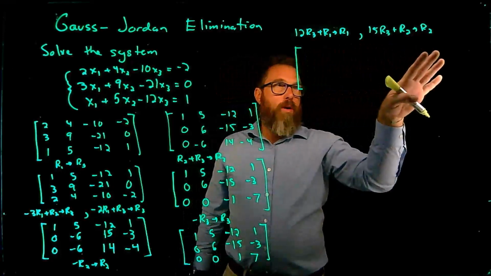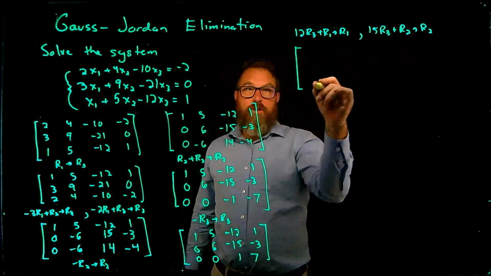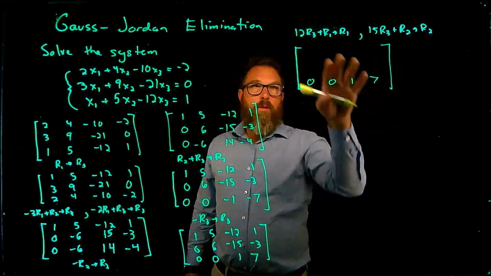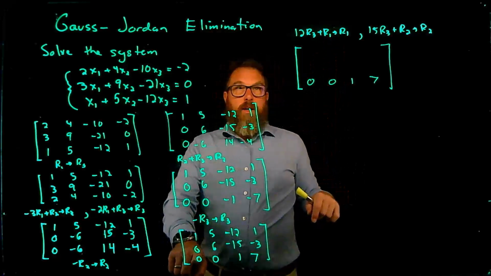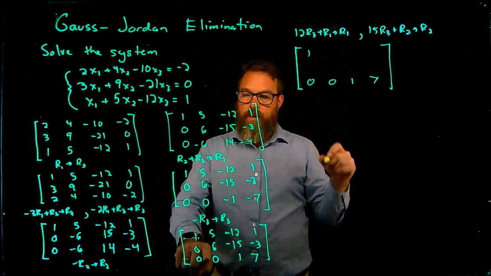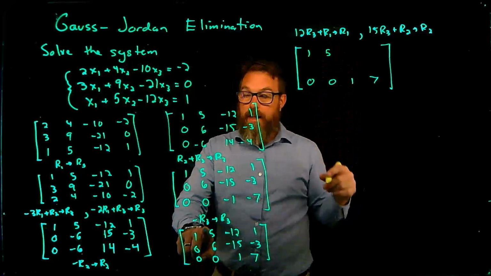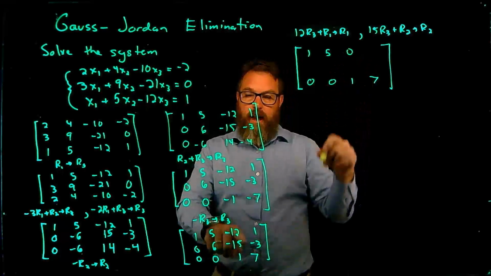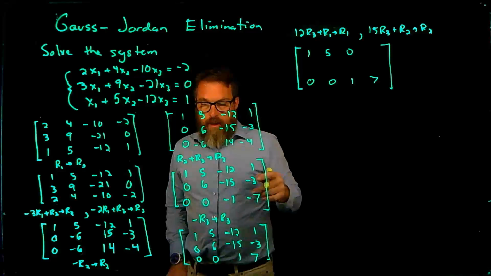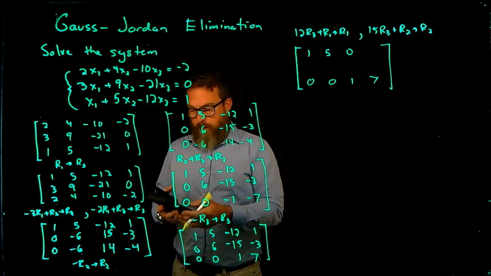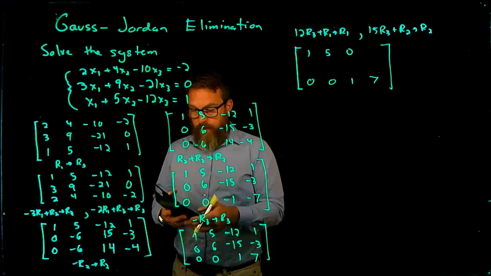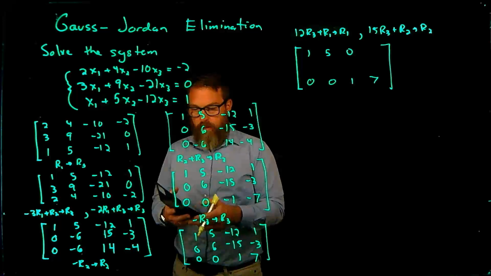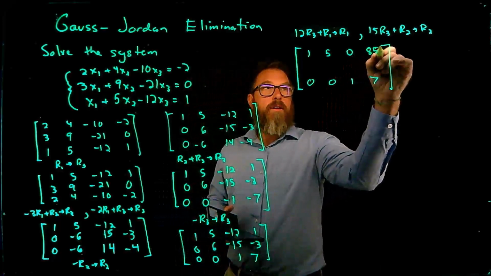Row 3 is unchanged, so I can put that down there: 0, 0, 1, 7. And let's see what we have for row 1. 12 times this plus this is 1. 12 times this plus this is still 5. That's why we work right to left, because of those zeros there. 12 times this plus this is 0. That's nice. Now, 12 times 7 is 84. Plus 1 is 85. Let's just double check that: 12 times 7 plus 1. Love it. 85. All right.